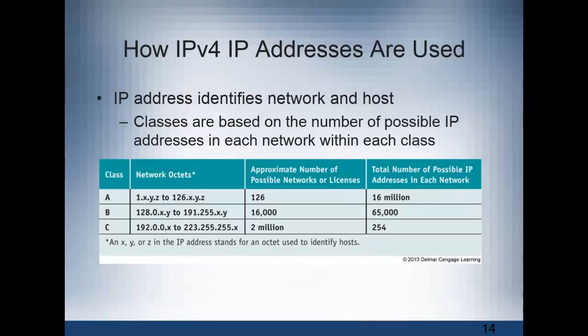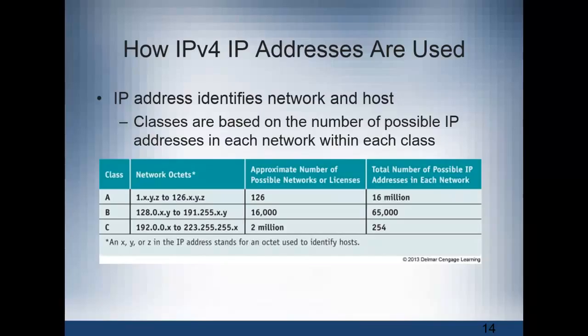Now, you can see how those octets work here. In a Class A, you will have addresses that are anywhere from 1 dot to 126 dot. So the number of networks, or licenses, that you can have is approximately 126. The total number of possible IP addresses in each of those networks is 16 million.